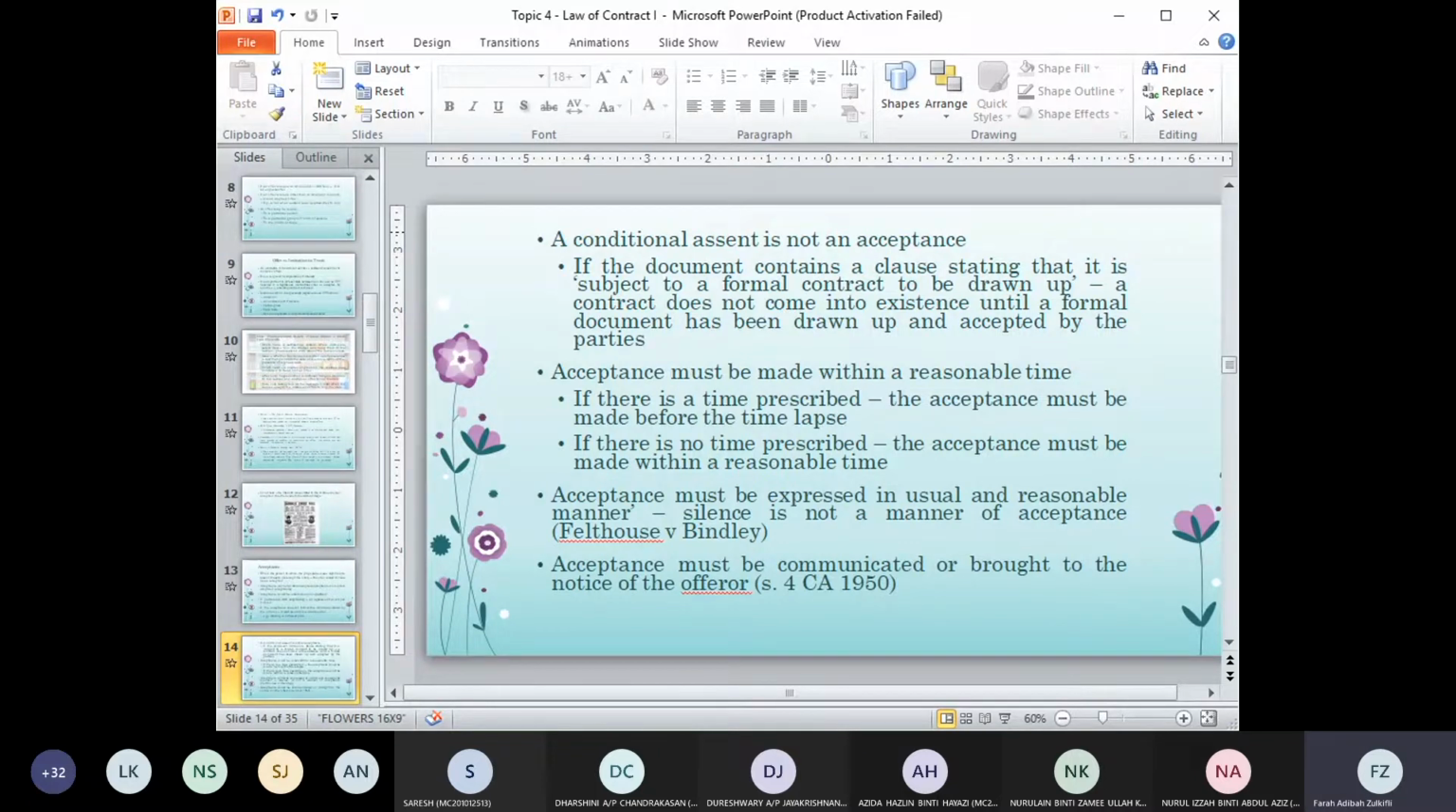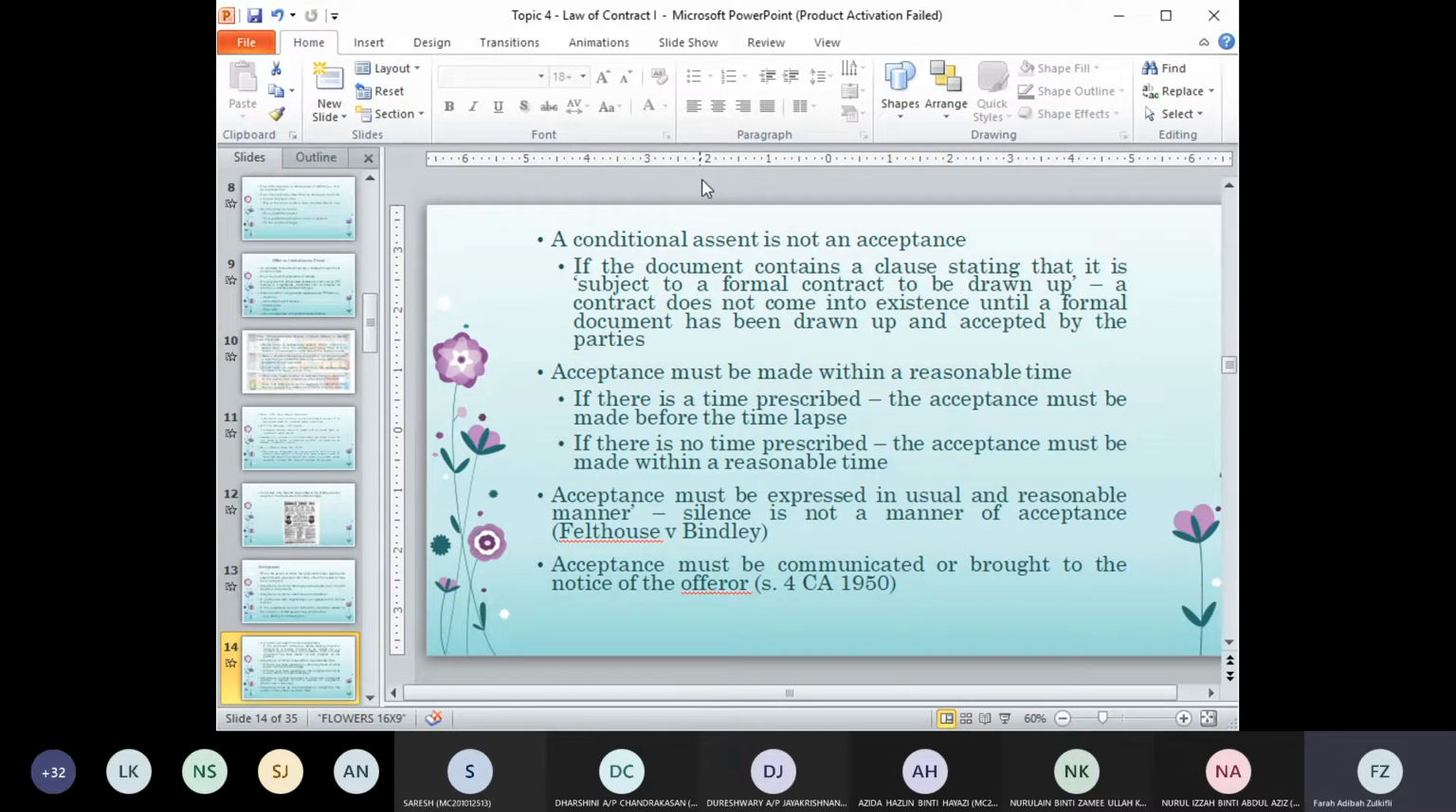Okay, so a conditional assent is not acceptance. It means that if the document states that this is not a valid contract, and we still have to sign a formal contract for this to be applicable, then it is still not a contract. So you still have to sign a formal contract before the agreement can come into existence.